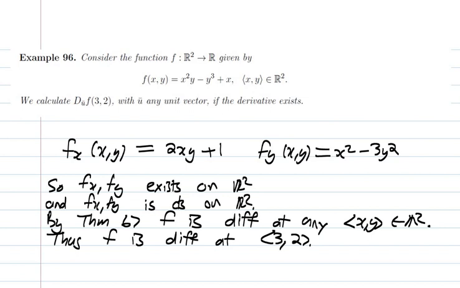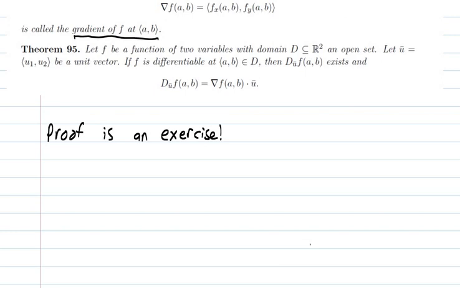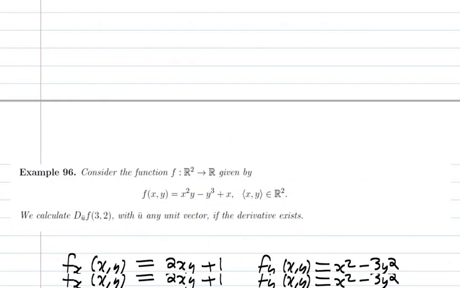Now, why is this bit of work important? Let's quickly have a relook at Theorem 95. You can only apply Theorem 95 if you know that f is differentiable at the point. So we have done the condition that f is differentiable at the point. So now we can say that all of the directional derivatives exist. And not only do they exist, but we have a neat little formula for it.